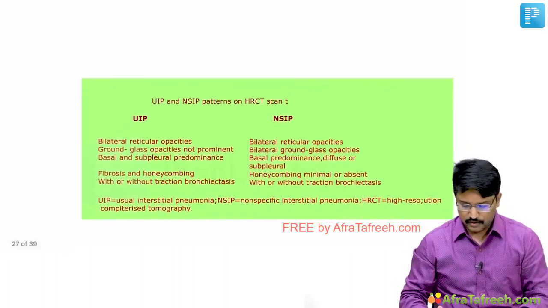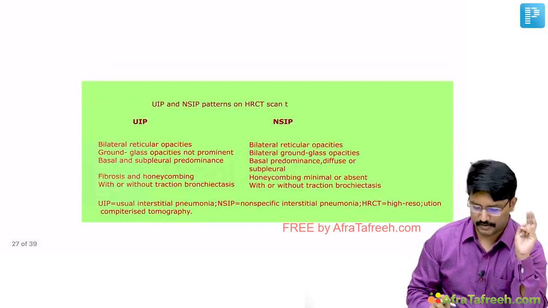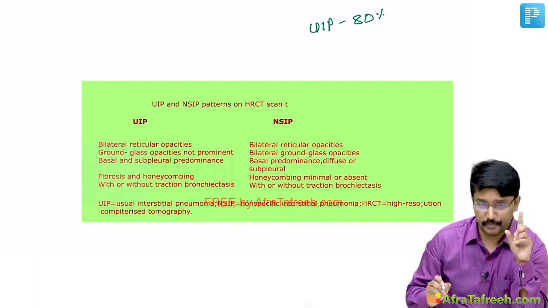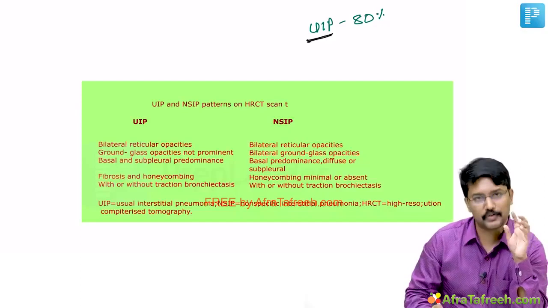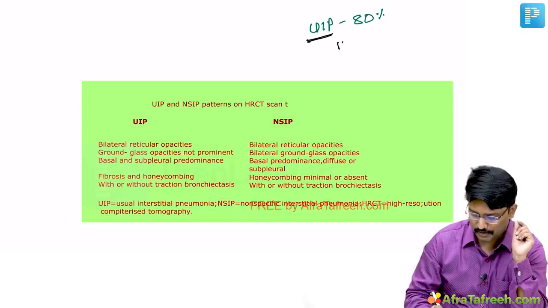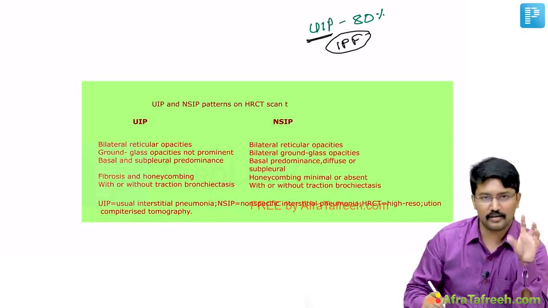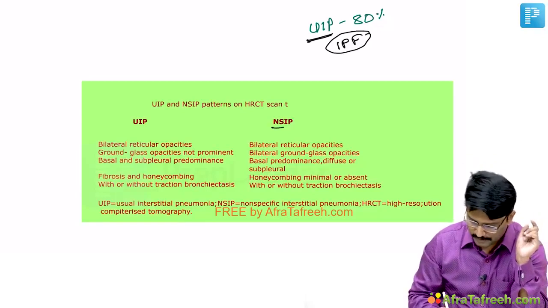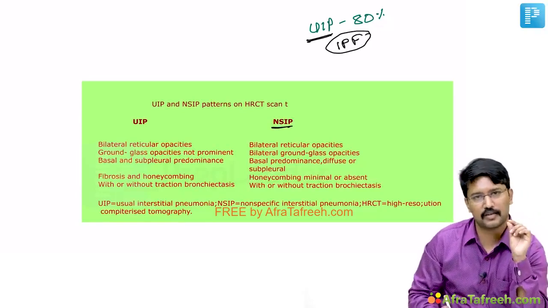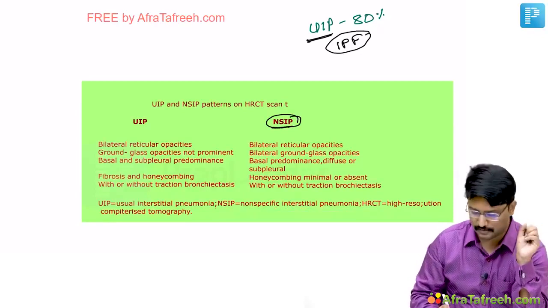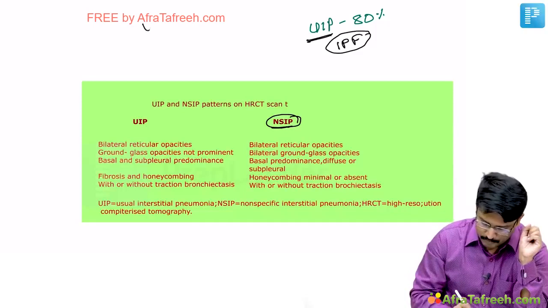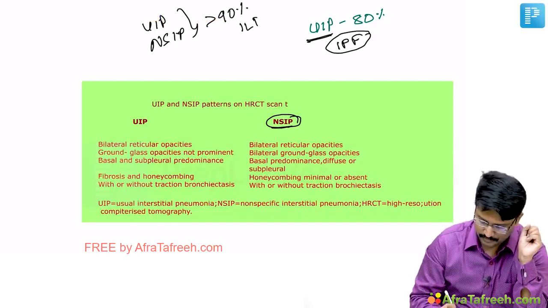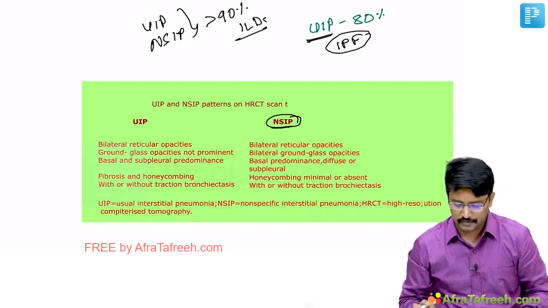In this slide, you can notice the difference between two entities. See, this UIP accounts for almost 80% of patients. UIP is the histopathological term used to describe what we see in patients with IPF. So IPF is a clinical term and UIP is the histopathological term for the same entity. But for NSIP, on the clinical side, histopathological side and radiological side, we call them NSIP itself. So both UIP plus NSIP put together account for more than 90% of interstitial lung diseases, and hence differentiating between these two becomes very important.